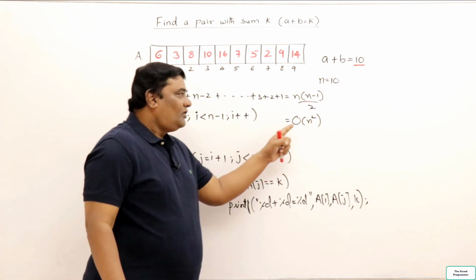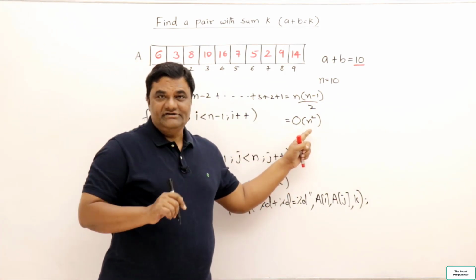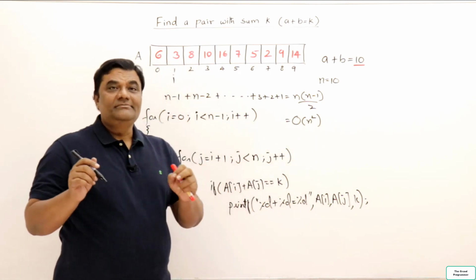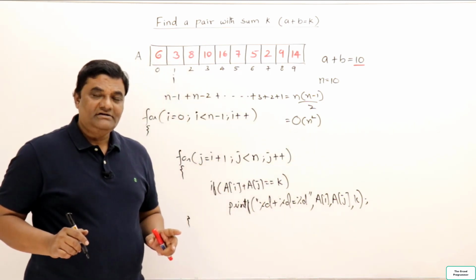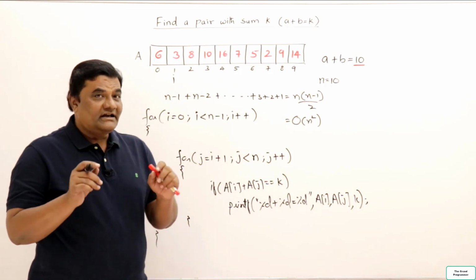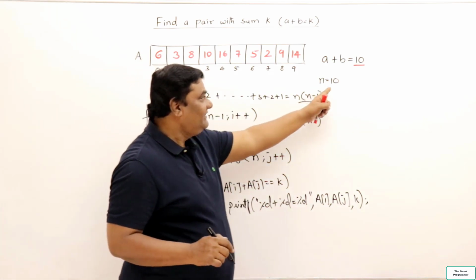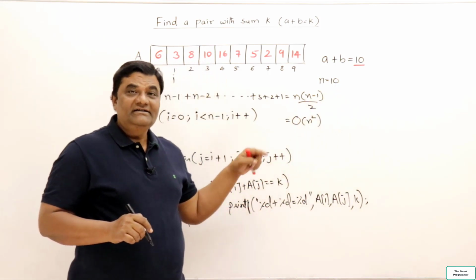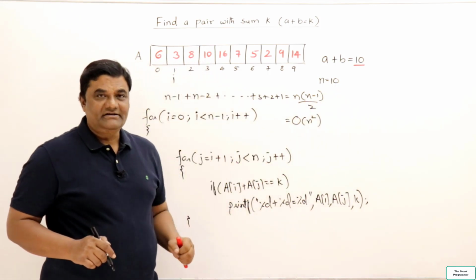So this is a quadratic time taking procedure, right? N square means we say quadratic time taking procedure. Here n square doesn't mean exactly 10 into 10, that is 100. It doesn't mean that. It's n square, that is quadratic time taking.